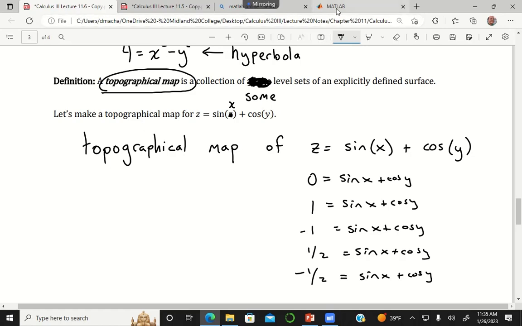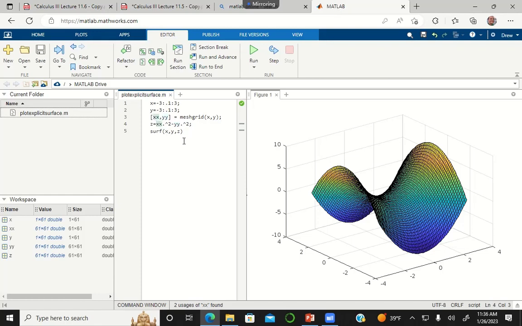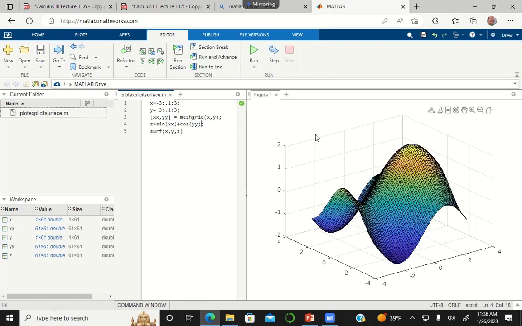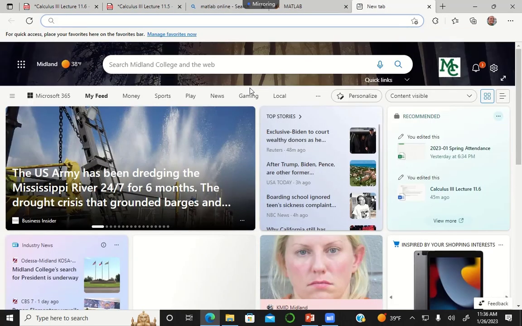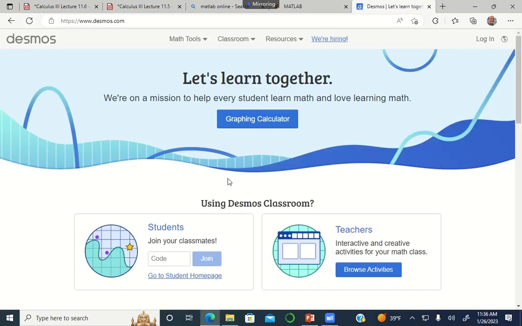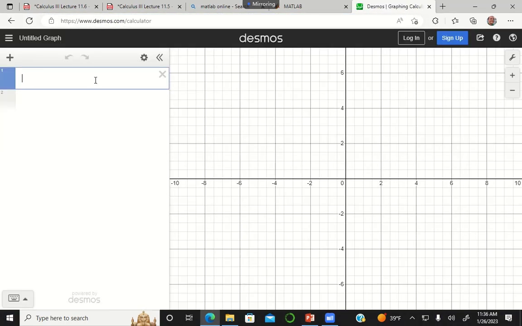So first let me graph again what this looks like, z equals sine of x plus cosine y. We'll see that surface in 3D here, okay? And so I'm trying to make a topographical map of that, and my favorite 2D graphing tool is Desmos, so I'm going to go to desmos.com, and then I'm going to start making those level sets.